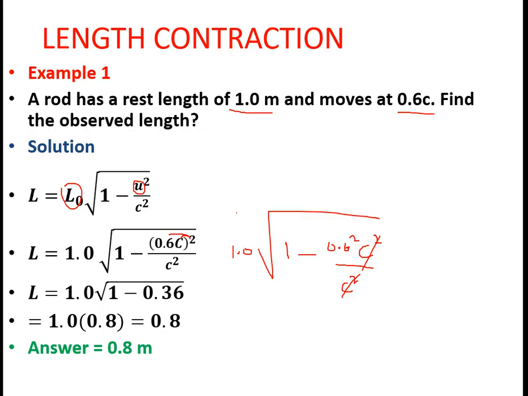The question says find the observed length. So the length seen by the observer is 0.8 meters, but the actual length of the train is 1.0. So the person now sees length contraction of the train.